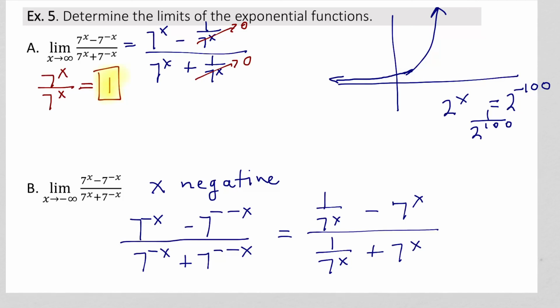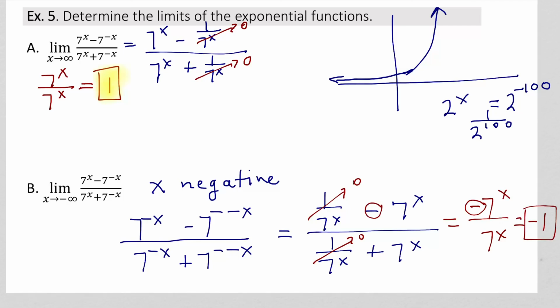So now it's these first two terms that become insignificant when x is negative, and the last two are the ones that grow large. So we end up with negative 7 to the x over 7 to the x. When we simplify, we've got this negative here, so that ends up being negative 1. All right, so the limit for this one is negative 1.